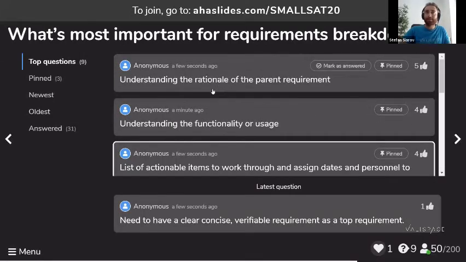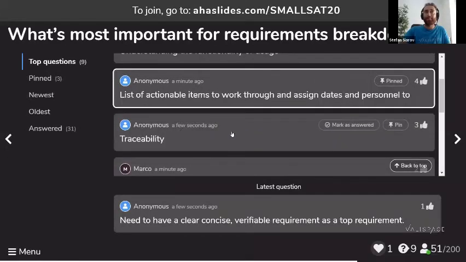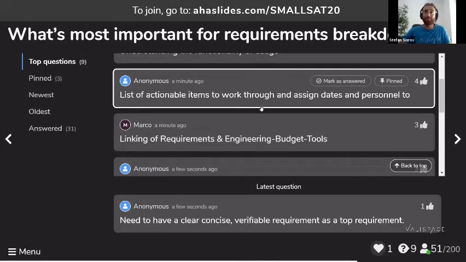I think understanding the rationale of the parent requirement is definitely a key point here. Understanding the functionality and usage, same. Lists of the actionable items to go through and assign dates and personnel to. This is project management related. I think, okay, Amber, I see that you want to share something with us.